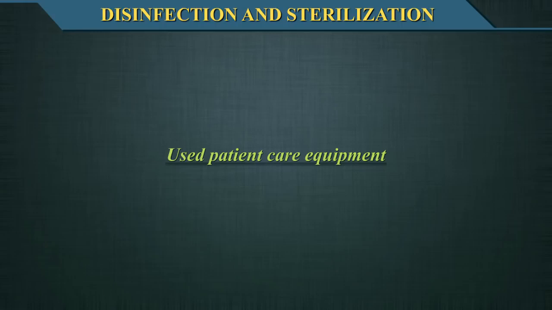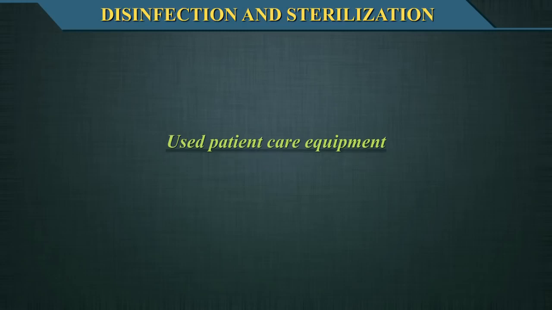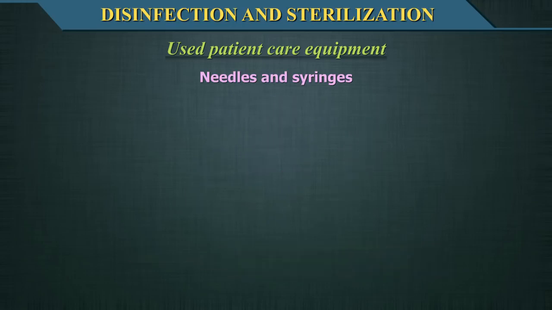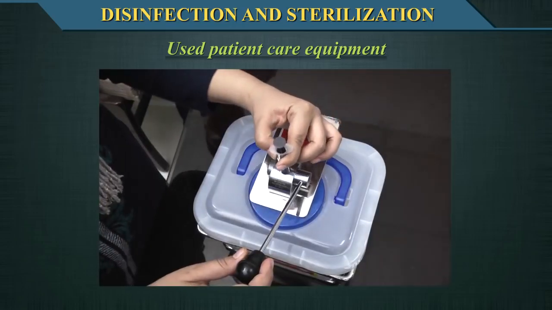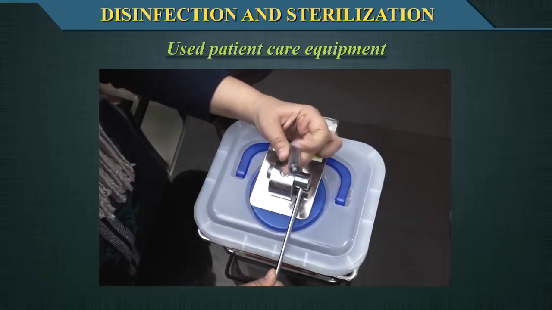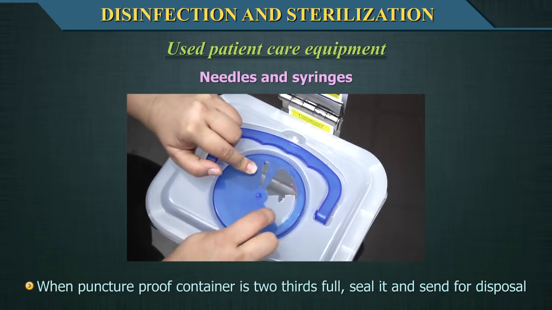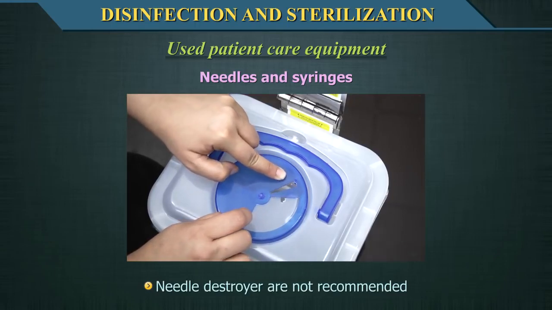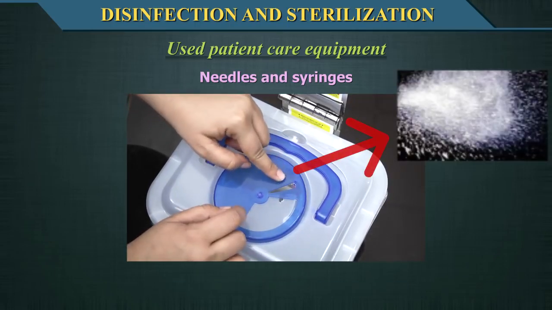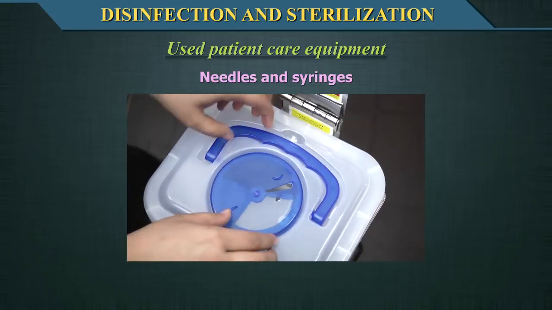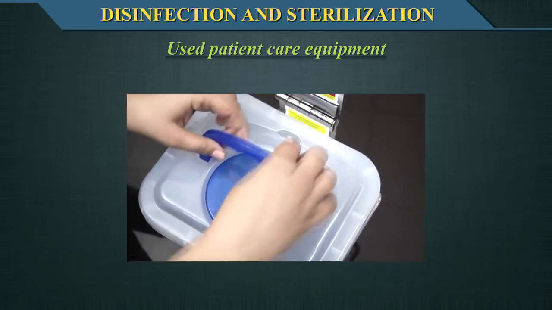Used patient care equipment, for example, needles, syringes, surgical instruments, and other equipment. Equipment: needles and syringes, use disposable only. Standard procedure: discard in puncture-proof container with international biohazard symbol. When the puncture-proof container is 2/3 full, seal it and send it for disposal. Needle destroyers are not recommended, as contaminated aerosols may arise while destroying the needles. Syringe cutters are not recommended as they can cause splashes.